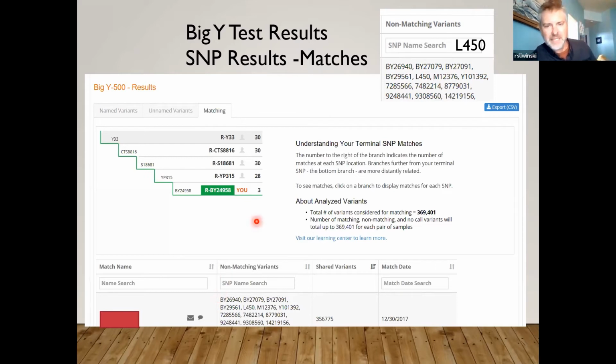Regarding this, essentially, there are, at this level or branch, Y33, I have 30 matches. When you go to a more refined branch, I have 30 matches. And finally, the refined branch of 24958, I have myself and 3 other matches that are at that location, or at that part of the twig at the end of the branch.